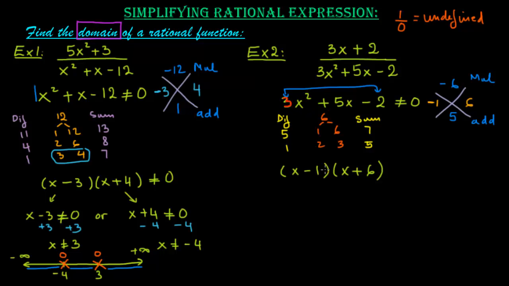So what we have to do is divide both numbers by 3. Divide both numbers by 3, and then see if you can simplify them. So -1/3 cannot be simplified, so I will keep it there for now. And 6 divided by 3 gives me 2.